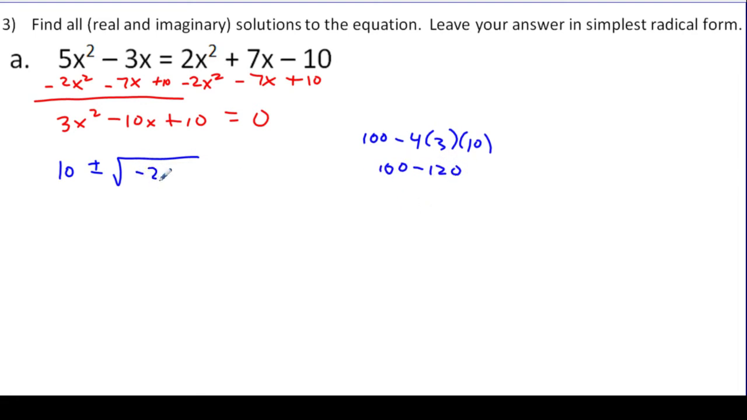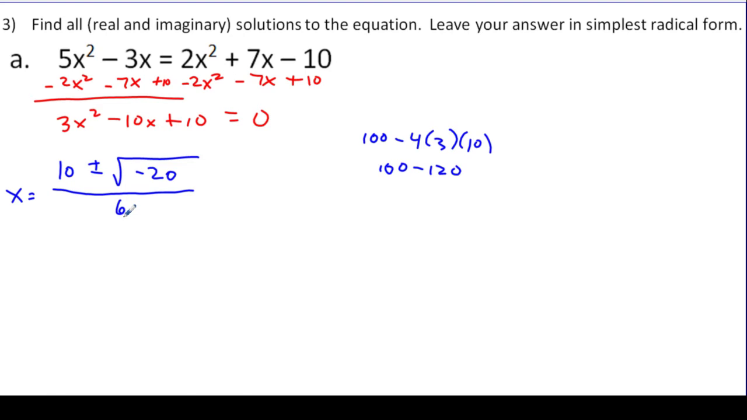So my b squared minus 4ac, negative 20, all over, okay, this is all x equals 2 times 3, which is 6. Okay, so I've used the quadratic formula. I found my b squared minus 4ac. Okay, this is going to be an i solution.